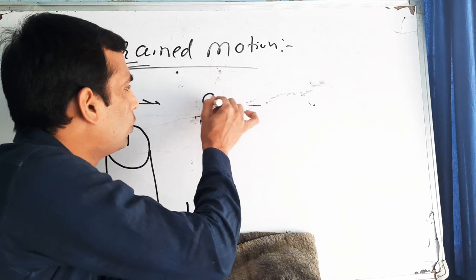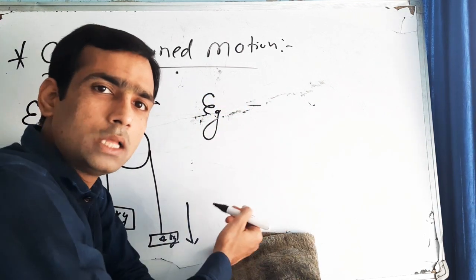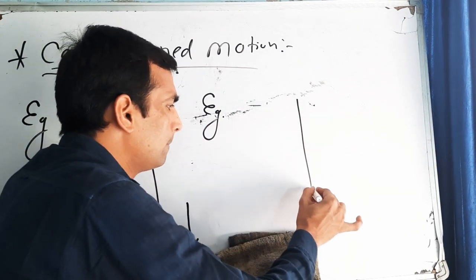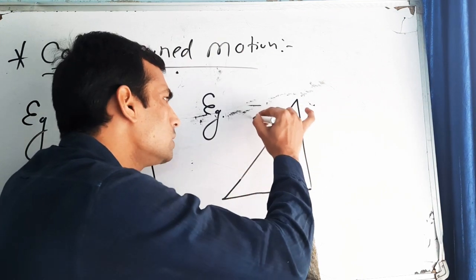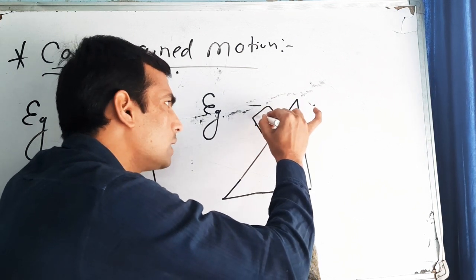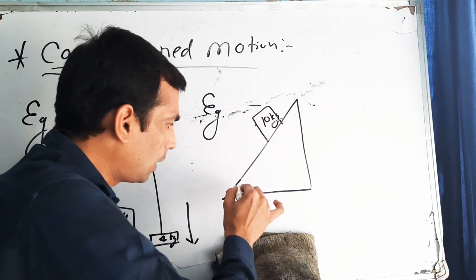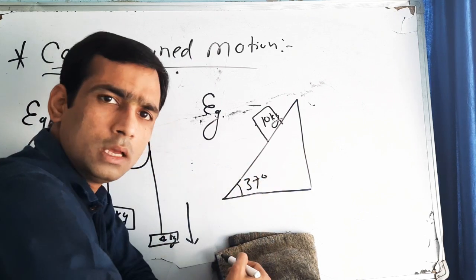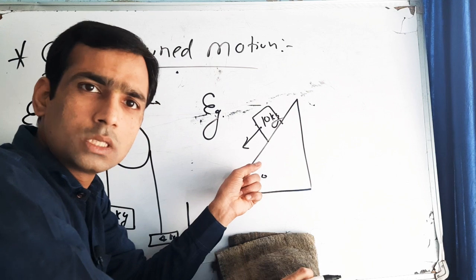I am going to take more examples which help you to understand constrained motion. Just say this is an inclined plane, and on this plane you can put a block of mass 10 kilogram. The block is lying at an angle of 37 degrees with the horizontal, right? So the block is coming down. This is the restriction.